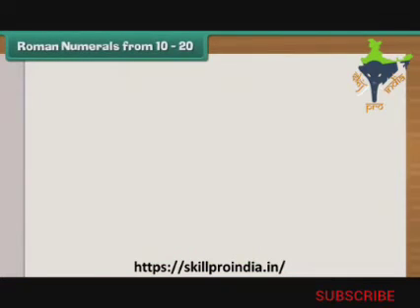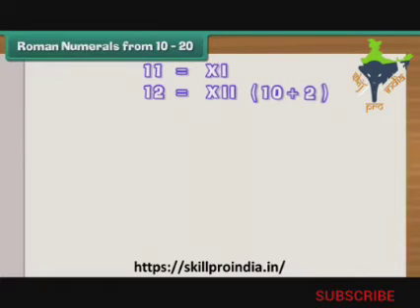Roman numerals from 10 to 20. 11 is 10 plus 1. So number 11 is written as XI, meaning 10 plus 1. Number 12 is written as XII, meaning 10 plus 2. Similarly, 13 is written as XIII.